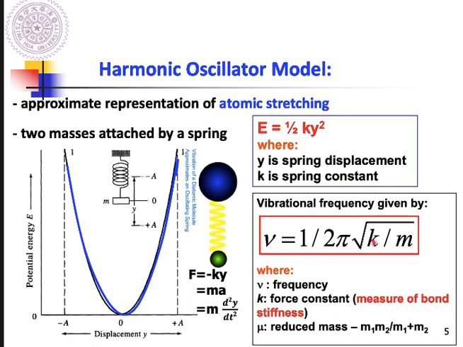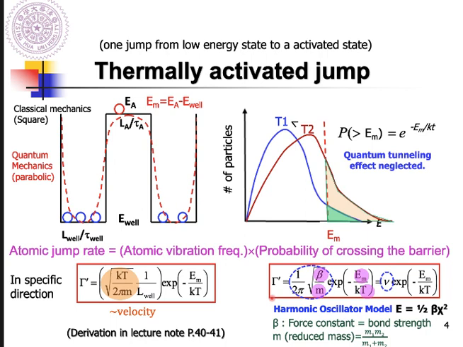So this force constant is related to the bond stiffness or bond strength. And the mass here is a reduced mass, related to atom 1 and atom 2, so we use a reduced mass to substitute it. Based on this, let's go back to the atomic jump rate. Gamma prime in quantum mechanics will be expressed like this: a vibration term and an exponential term.